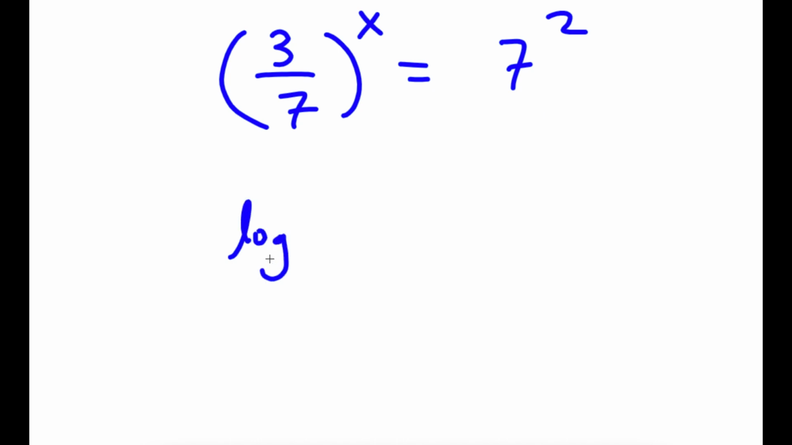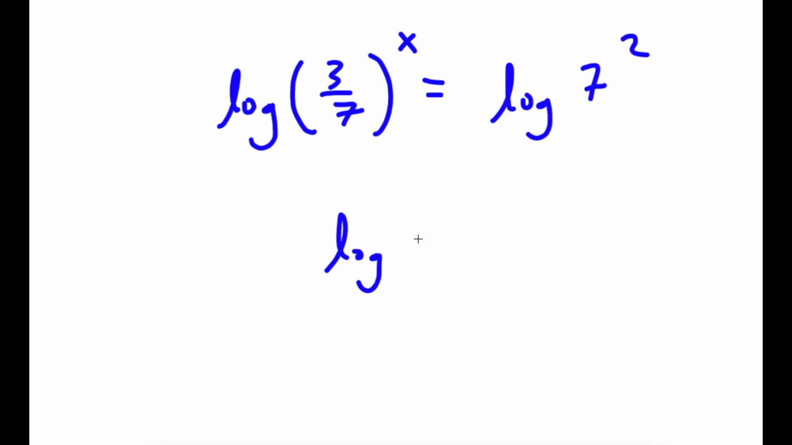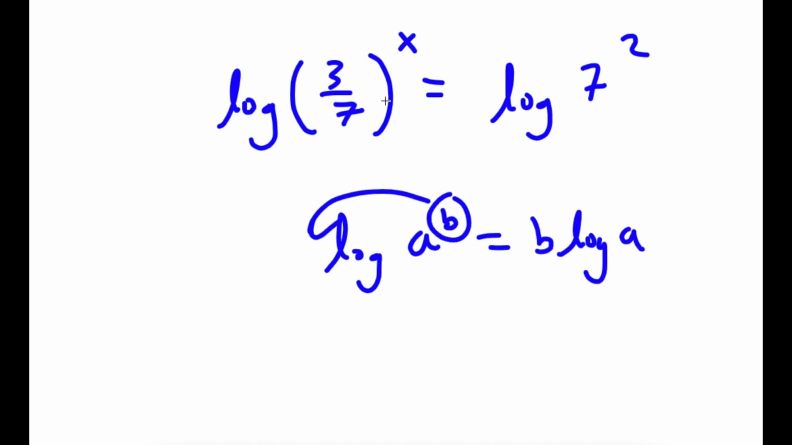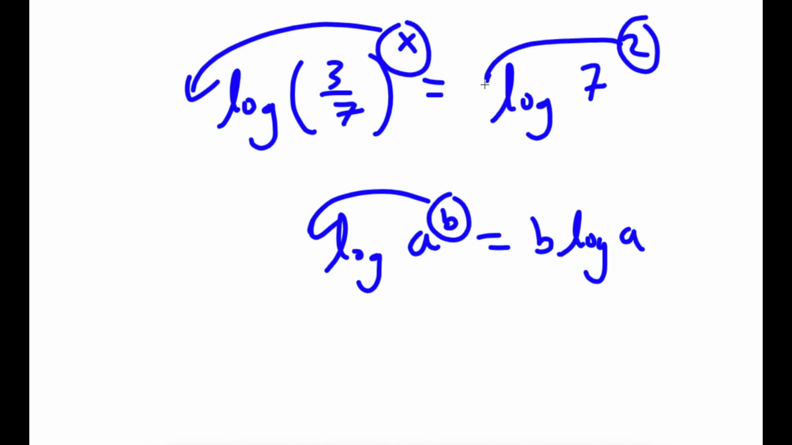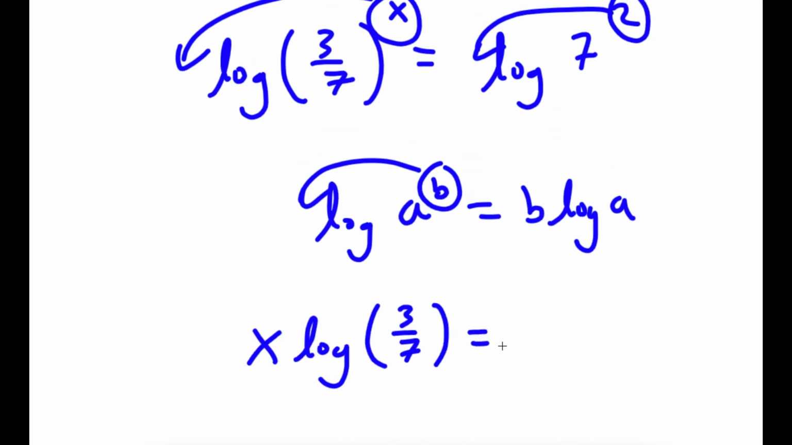And now I'm going to take the log on both sides, so I have log of 3 over 7 to the power of x is equal to log 7 squared. And if I have something in the form log a to the power of b, I can move this exponent b to the front, so this is going to equal b times log a. So log of 3 over 7 to the power of x, I can move x to the front, and log 7 squared, I can move 2 to the front. So now I have x times log 3 over 7 is equal to 2 times log 7.